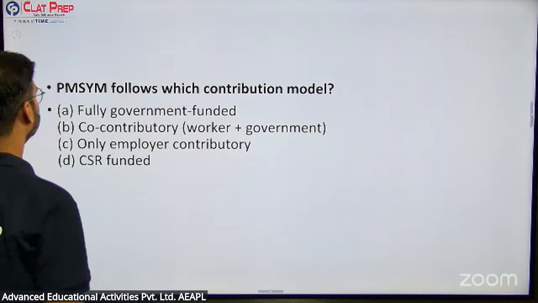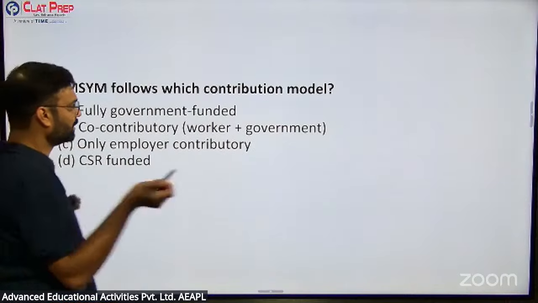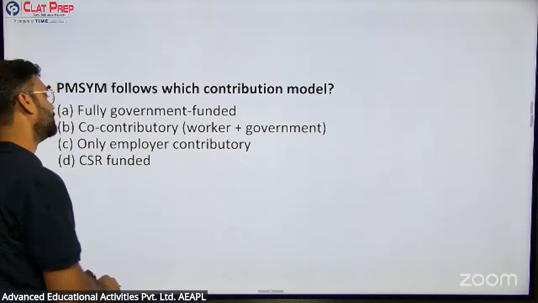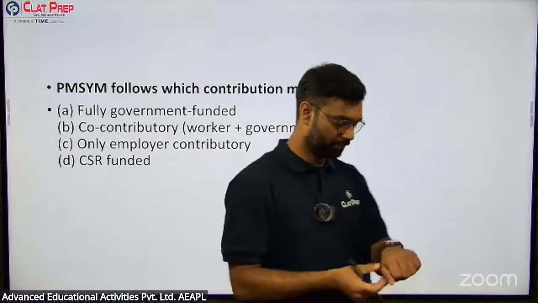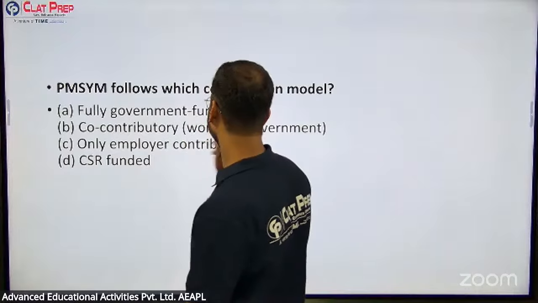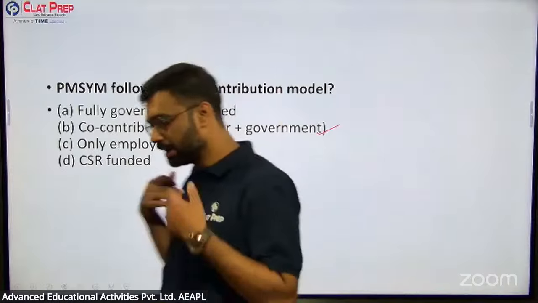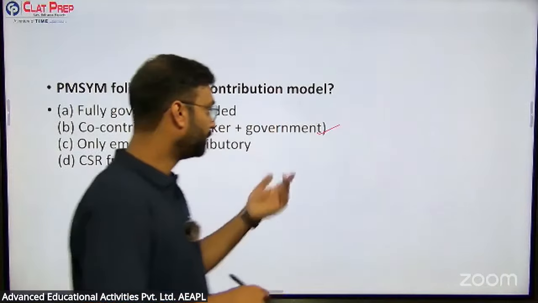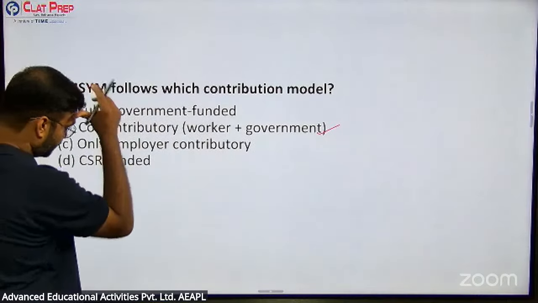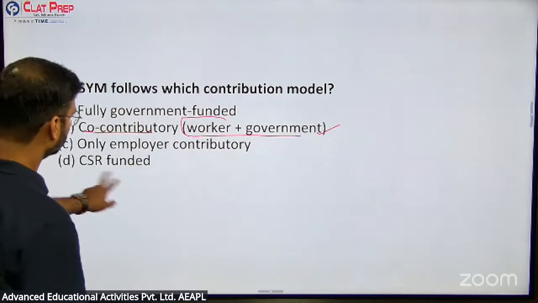Okay, next question. Pradhan Mantri Shram Yogi Man Dhan Yojana follows which contribution model? Now, again, a question on Pradhan Mantri Shram Yogi Man Dhan Yojana. This scheme follows the contributory model, meaning both the government and the worker contribute for the pension scheme. So if I am a worker and I want to register, I will contribute and the government will also contribute. So the contribution model followed is co-contribution from the worker and the government.